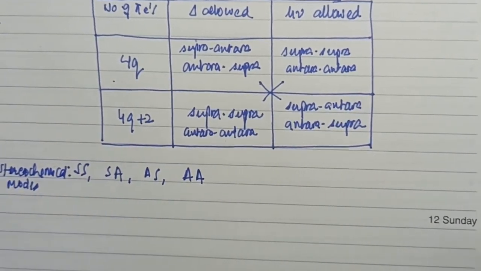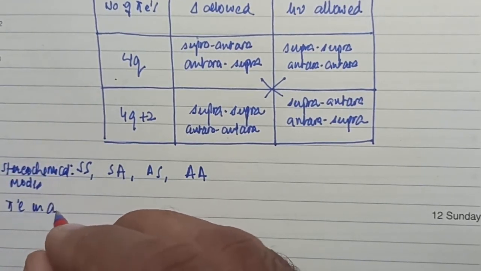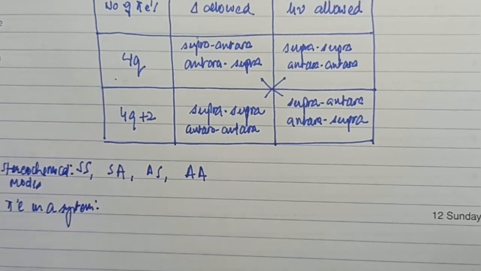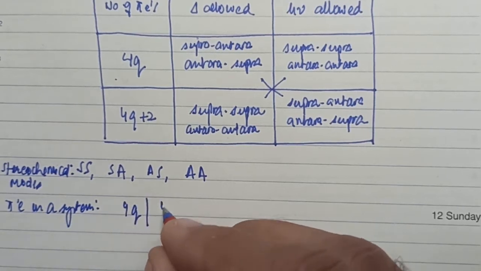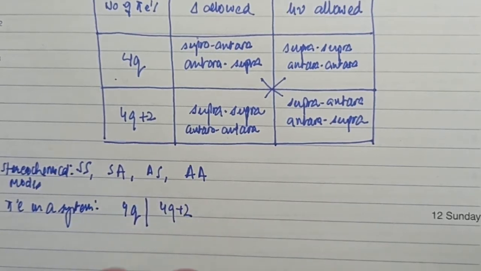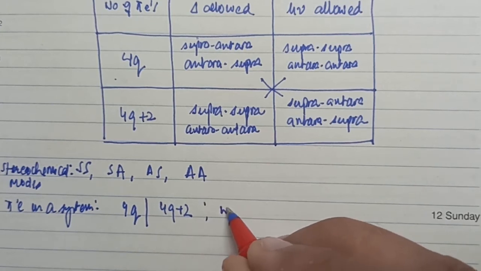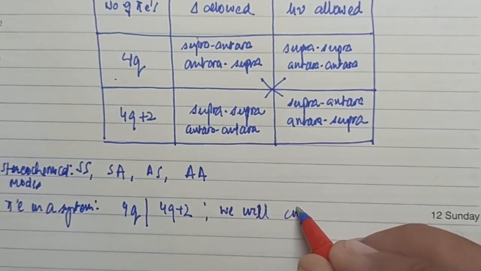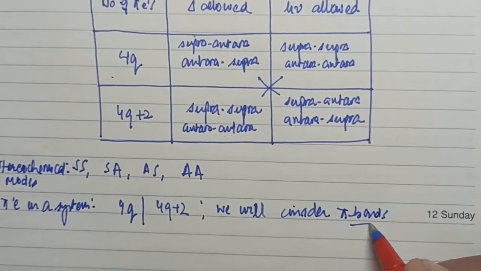Second information we have is the number of pi electrons in a system. We know that there are two types of pi electrons: either 4q or 4q plus 2 pi electrons. Now while considering the formulas, one thing you have to remember very clearly and stick to your mind is that we will not take the pi electrons of a system. In fact, using formulas, we will consider pi bonds, not the pi electrons but the pi bonds.